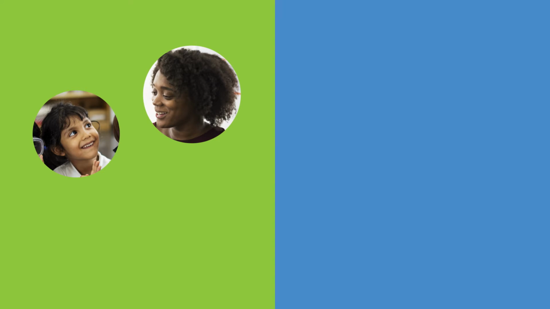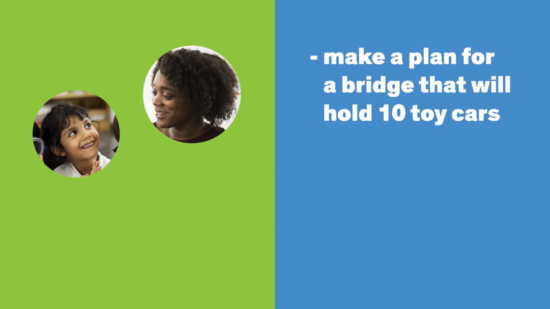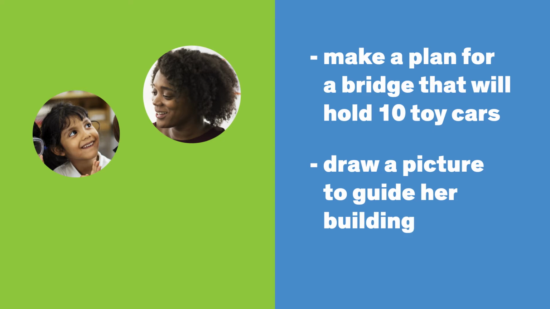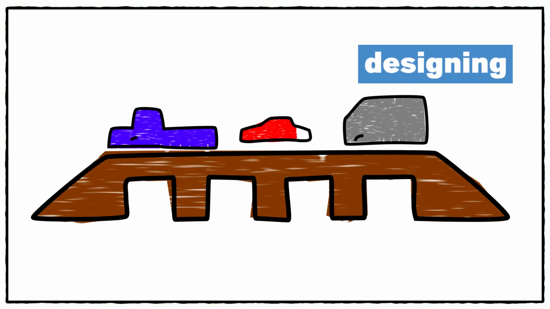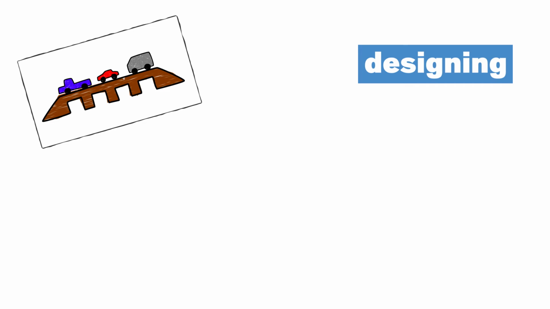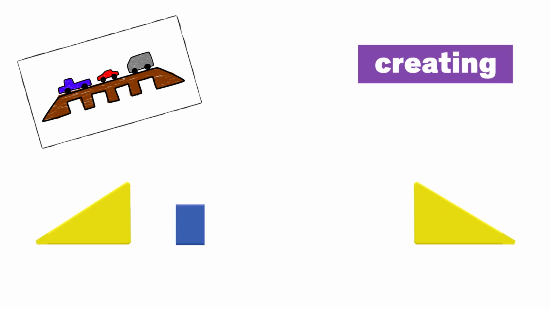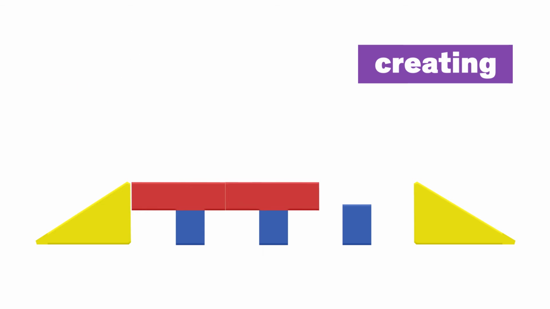The teacher suggests that she create a plan for building the same bridge that can fit at least 10 toy cars, by drawing a picture she can use to build the bridge with blocks. The design phase begins when Araceli draws the bridge. When Araceli starts using her design as a guide for her block building, she's entered the creating phase of the process. After she's done building, the testing phase begins.